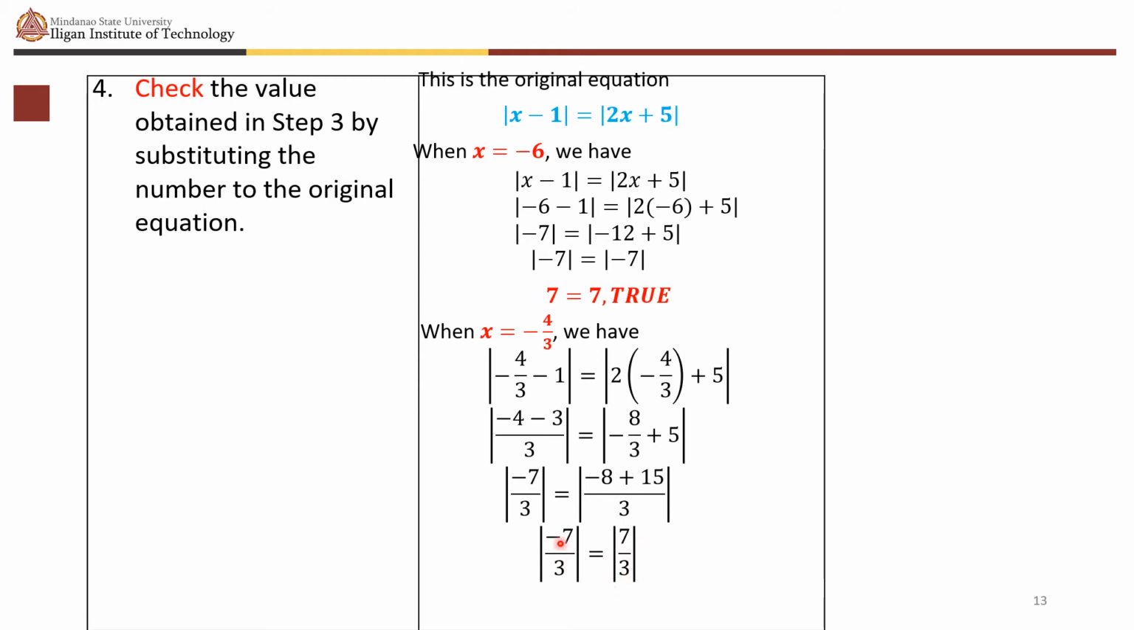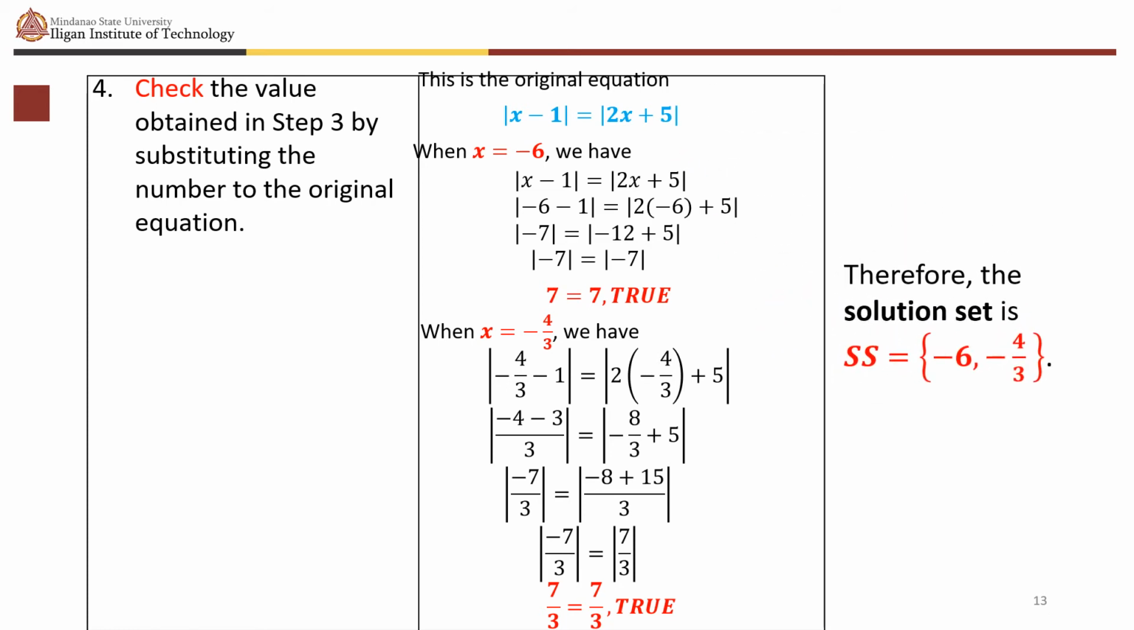On the other hand, this is negative 7/3, but that is actually equal to the positive value of 7/3, and you also have 7 over 3, which is indeed true. Therefore, the solution set is the set containing negative 6 and negative 4 over 3.